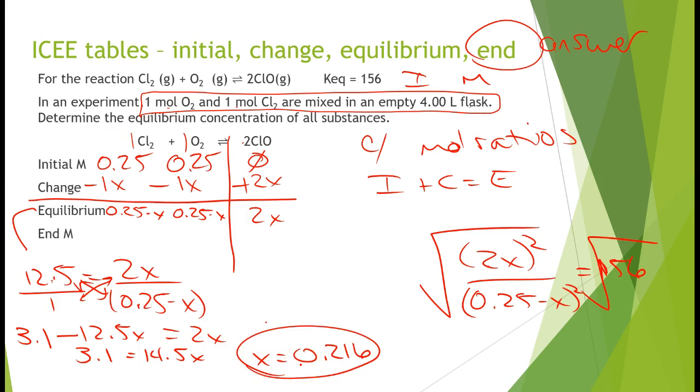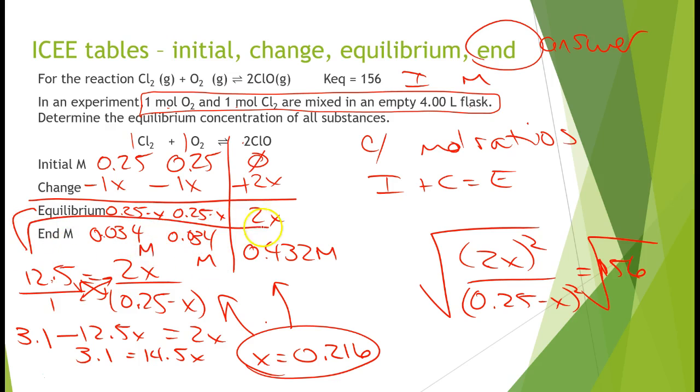All right, I'm not done with the problem yet. Solving for x is not the solution. I need to fill in that last column, that end value. So I'm going to take the x and multiply it times 2. I get 0.432 molarity. And then I'm going to take this number and subtract it from the 0.25, and both of these are 0.034 molarity. And this is what you want. You want your end molarities. Okay, the answer, that's what they're asking for. Pretty complicated problem. Not terrible, but pretty complicated.